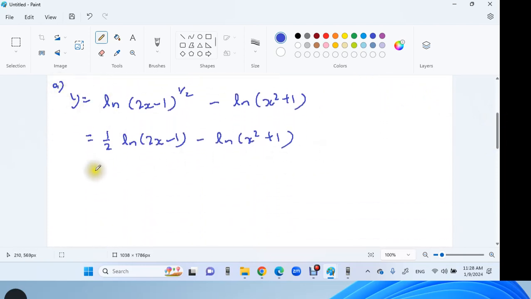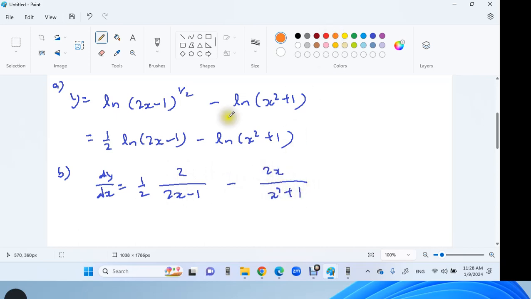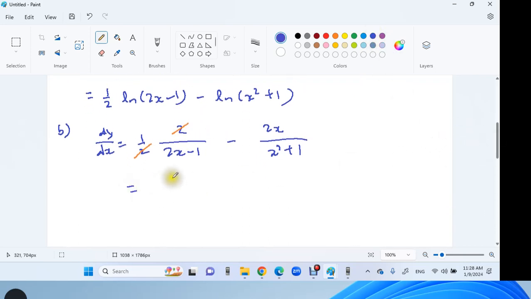Okay, so for part b, the dy/dx will be half times 2 over (2x minus 1), minus 2x over (x squared plus 1). So the 2 and 2 we can cancel out. Okay, so the answer will be 1 over (2x minus 1) minus 2x over (x squared plus 1). I don't make it as a single fraction.